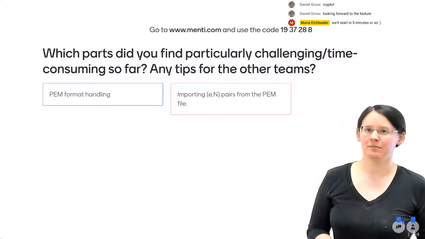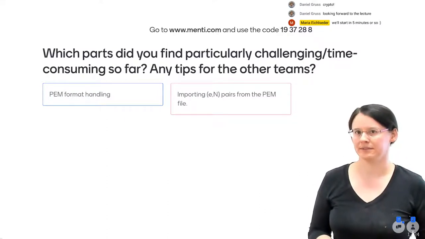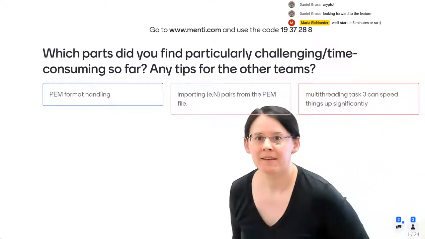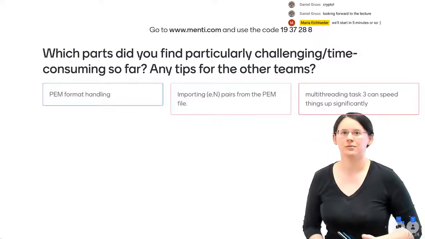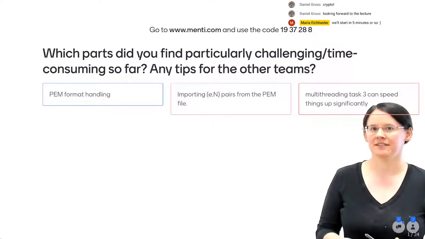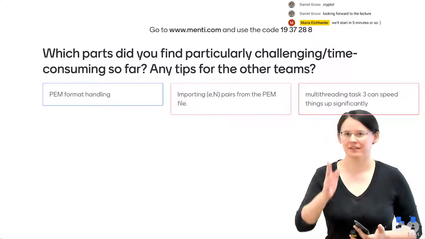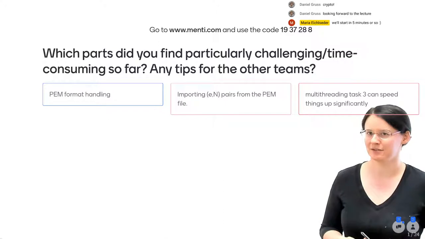Let's see if there are any other points, or if there are hints from those who have already solved it, how to do this. Okay, there's a hint for you, namely that task 3 is suitable for multi-threading and can speed up things significantly. Maybe the person who said this wants to join Discord later and can give some more detailed hints to people how this works.